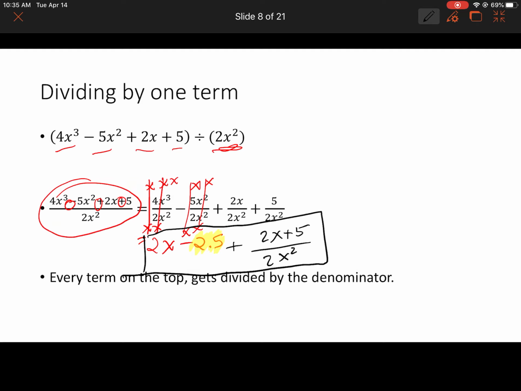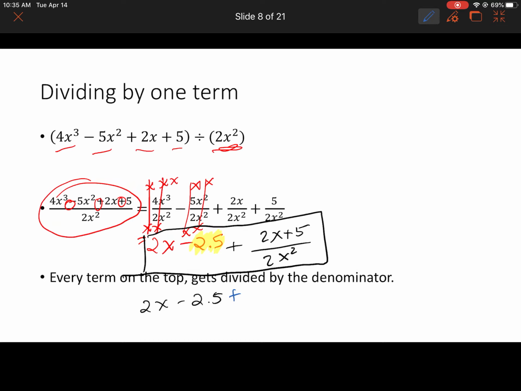In that case, you might want to simplify the rest of the values a little bit more. 2x plus 5, 2x minus 2.5 is already okay. There's no other way of simplifying that part for now. But the 2x plus 5 divided by 2x squared can be simplified. I'm going to keep going with the fractions. I'm going to change color here, and I'm just going to divide them.